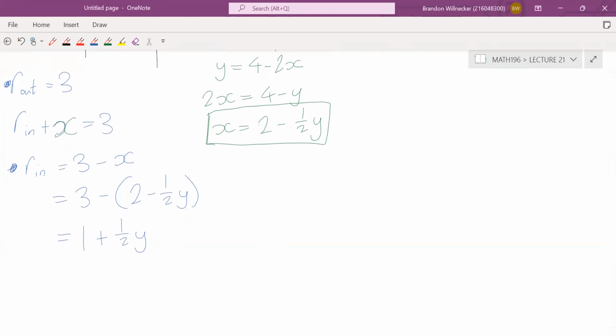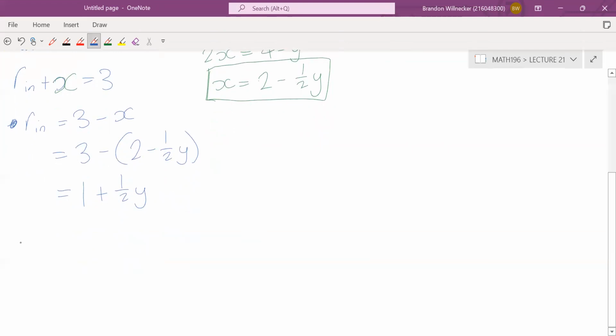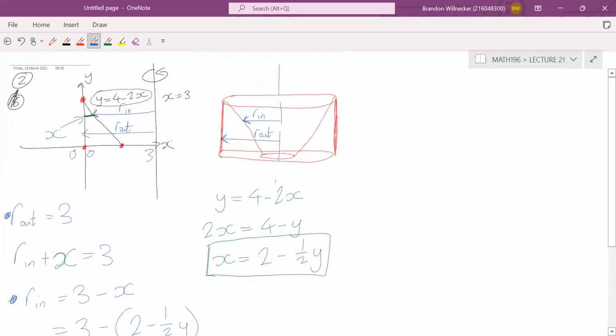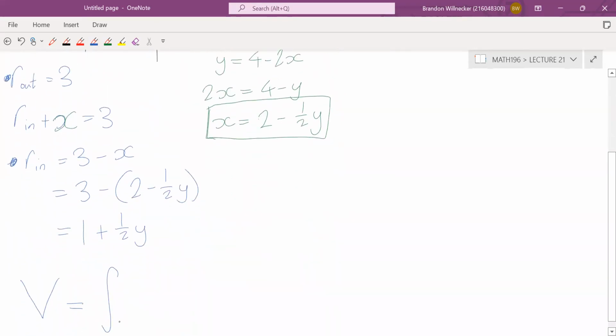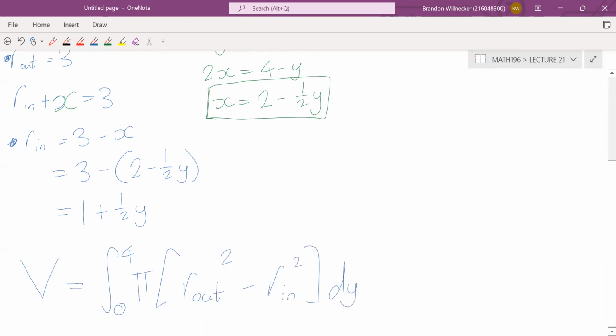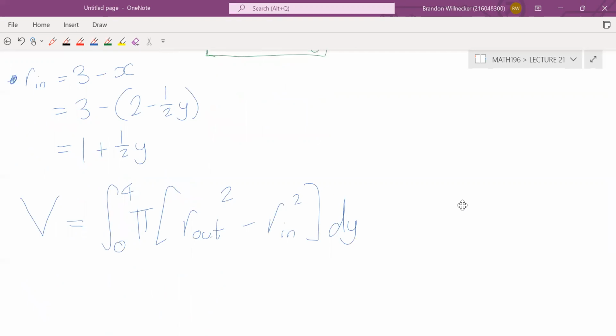So we've got the inner radius and the outer radius, so we can then find the volume. The volume is equal to the integral from 0 to 4, because 0 to 4 is the y-intercept there, of pi times R out squared minus R in squared dy. So that's our formula, and we just need to substitute.